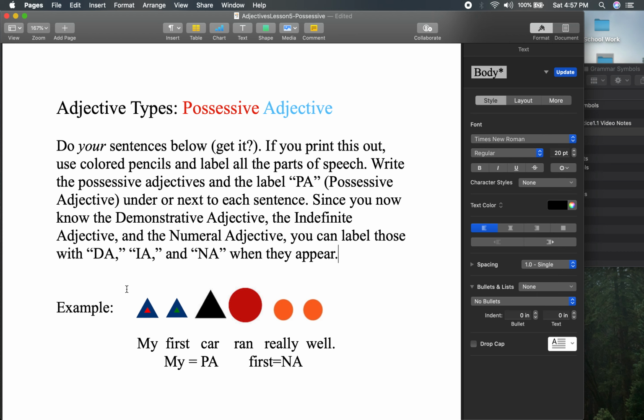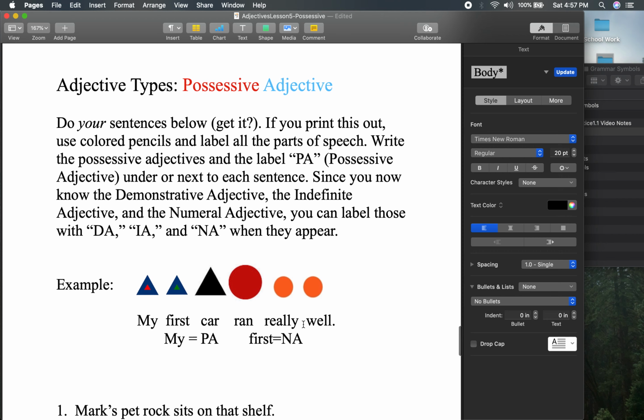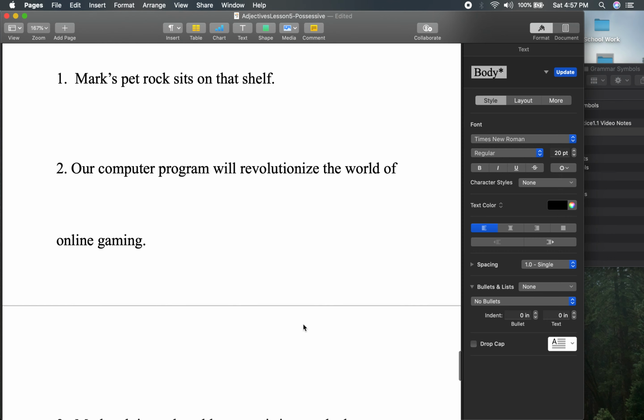So this is the example. My first car ran really well. That was very true until it didn't, right? So my is my possessive adjective here. First is my numeral adjective. And I have my noun, my verb, and two adverbs. So that's it. And these are the questions.